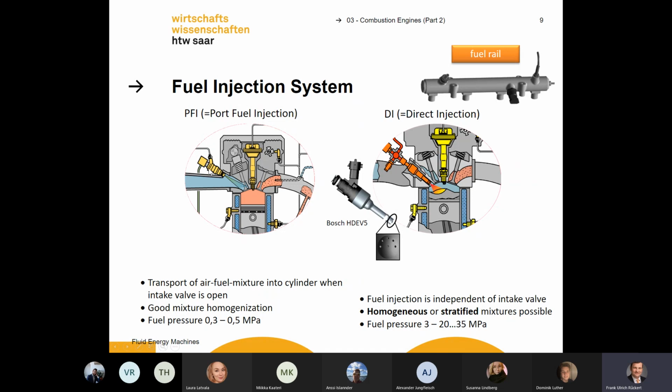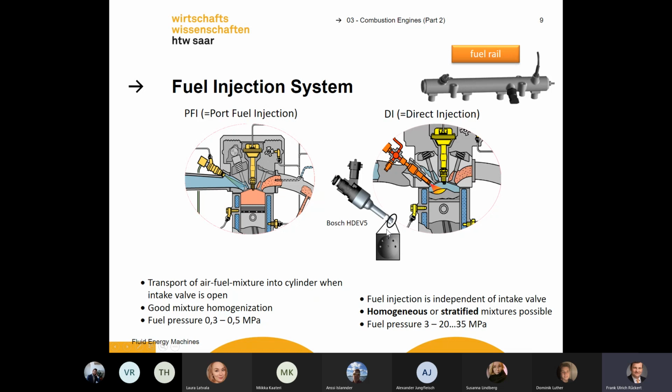Here you see an older port fuel. Yeah, you inject the fuel directly into your port fuel. Then the valve opens and you get the mixing. That's not an ideal process. Today, we have injectors that inject directly in the cylinder, and the design of the spray plume is really sophisticated. Every customer needs a special design.